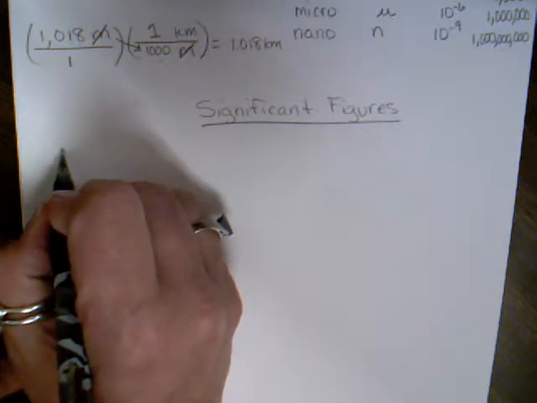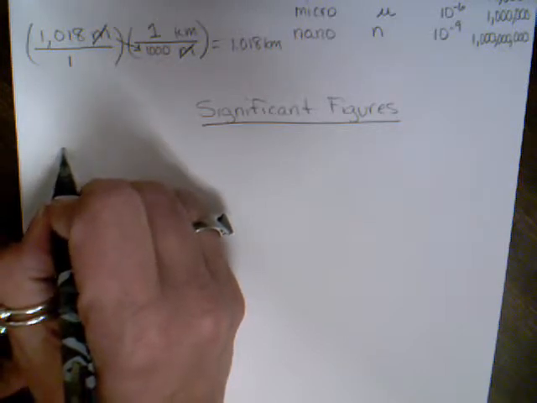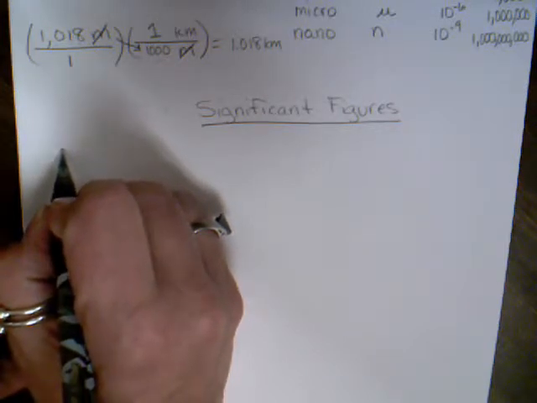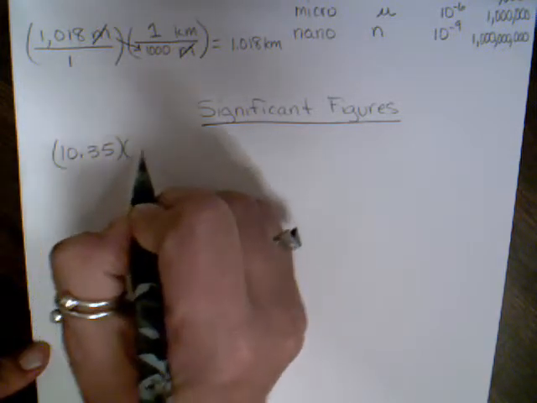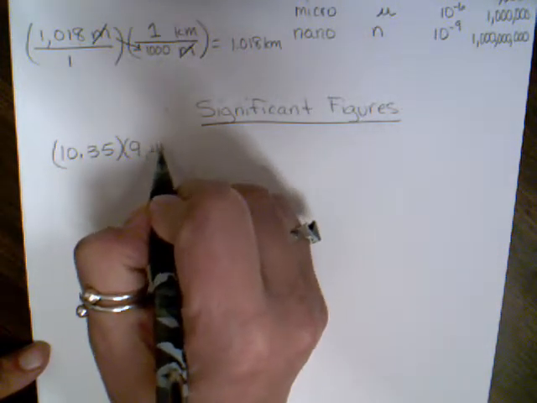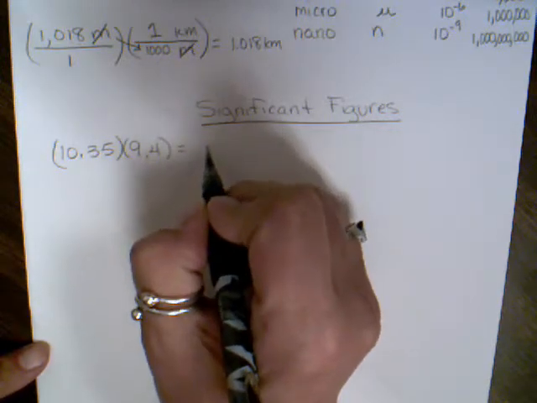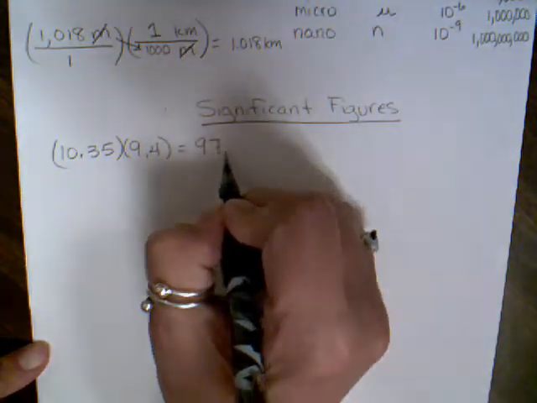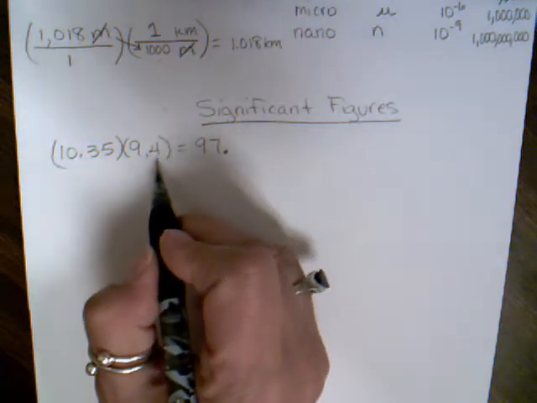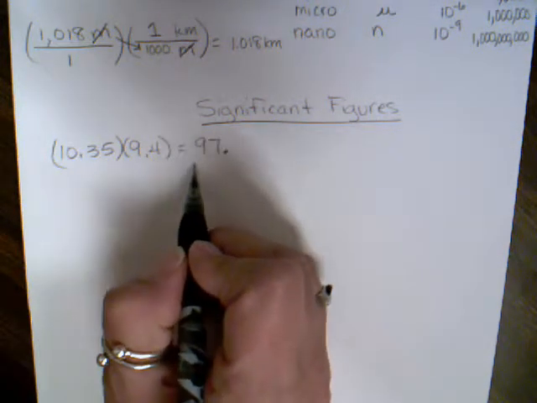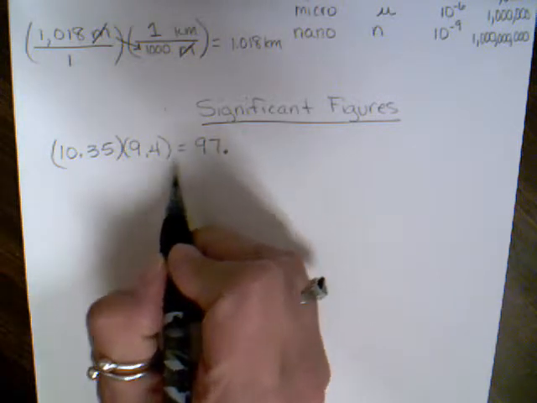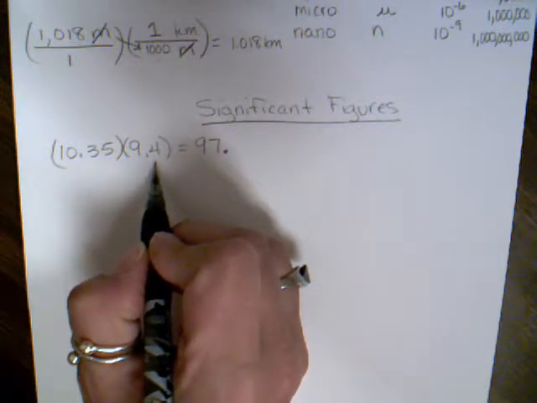So let's just go over some ways to calculate and how many significant figures there would be. If you have 10.35 times 9.4, your answer would be 97 with a decimal. Because you have 4 significant figures here and only 2 here, your answer can't have any more than your least precise, which is 2 significant figures.